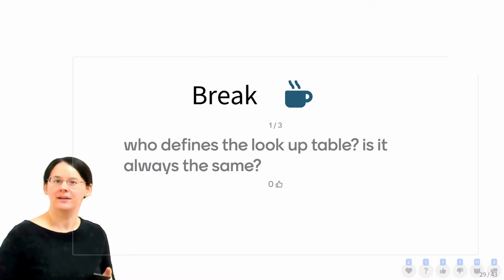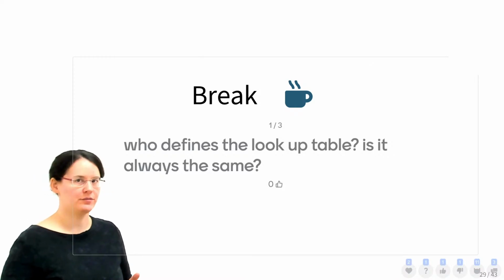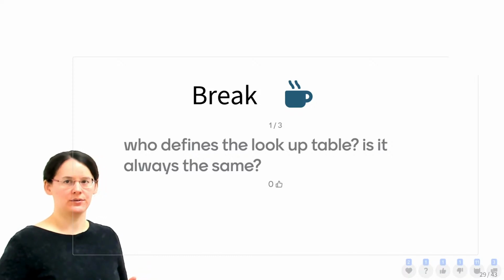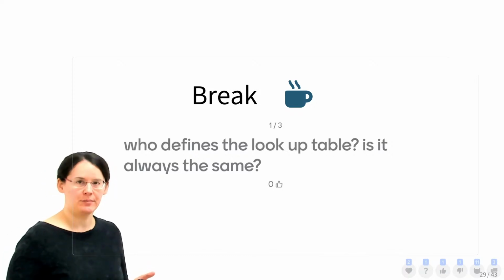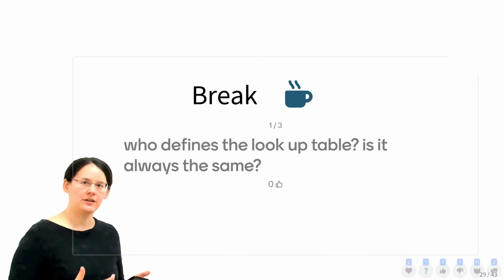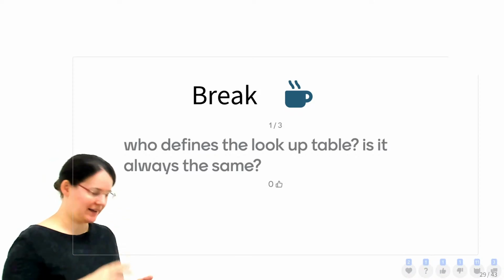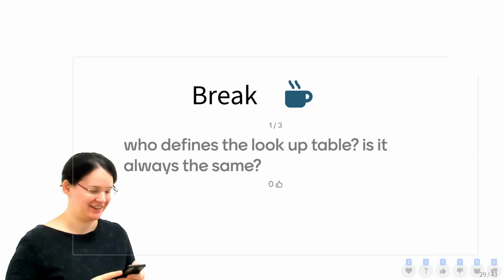Then, who defines the lookup table? Is it always the same? Yes, it's defined by the designer of the crypto system, and they have to provide very good reasons why it looks this way. And then everybody needs to use it. So the security of the cipher very crucially depends on what this lookup table looks like, so please don't exchange it for anything else.